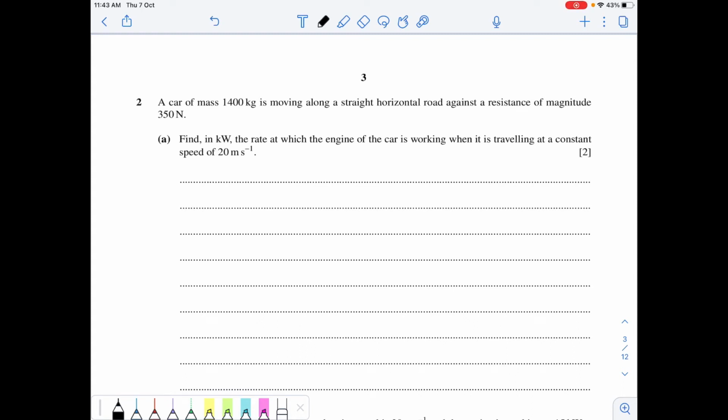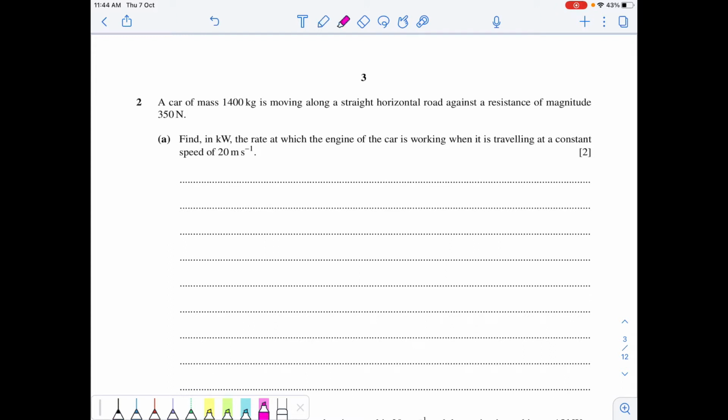Right, moving on to question 2. We have a car, mass 1,400 kilograms. It's moving along a straight horizontal road against a resistance of magnitude 350 newtons. Find in kilowatts the rate at which the engine of the car is working when it is traveling at a constant speed of 20 meters per second.